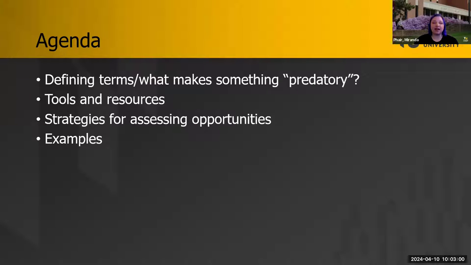And then at the end, I have some examples that we can look at, and then I'll do a poll: do you think this is predatory or not? We don't have to stick to those examples. If you have anything in mind that you've encountered in the wild that you think is sort of suspicious, we can also take a look at that one too. I'm not stuck on the examples I have chosen already.